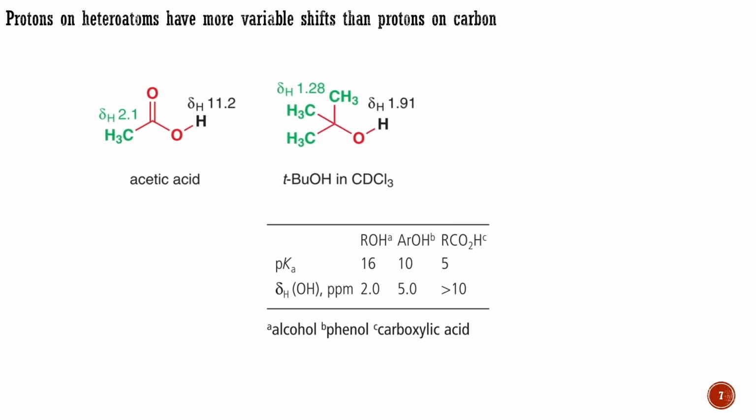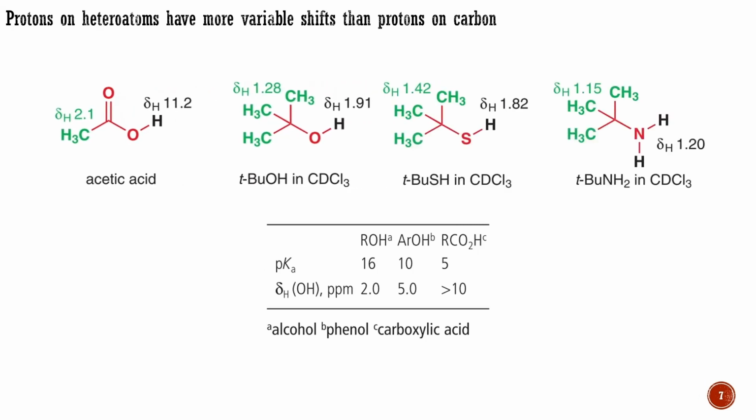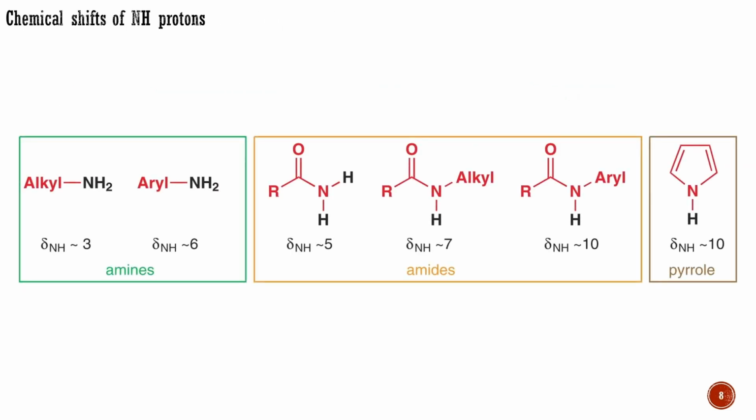Thiols behave in a similar way to alcohols but are not so deshielded, as you would expect from the smaller electronegativity of sulfur. Alkane thiols appear at about 2 ppm and aryl thiols, or thiophenols, at about 4 ppm. Amines and amides show a big variation as you would expect for the variety of functional groups involved and are summarized here.